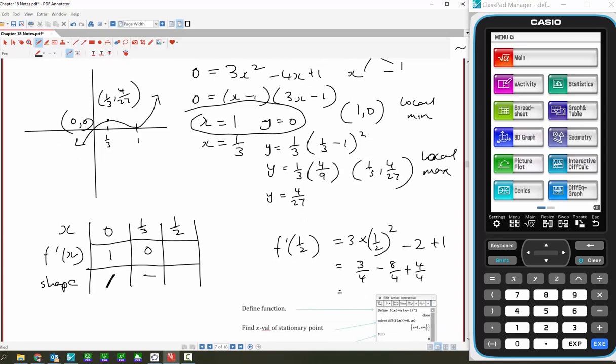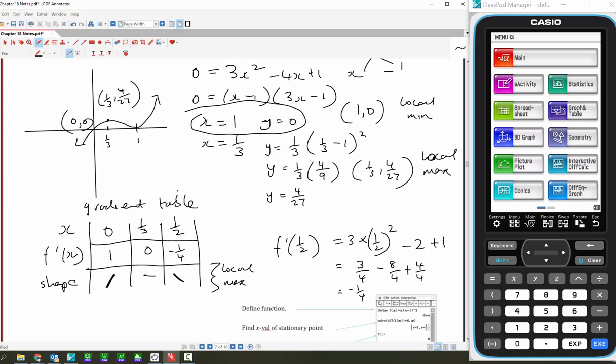Okay, so that is going to be 3/4, take away 8/4 is -5/4, plus 4/4 is -1/4. That's -1/4, and that's a negative gradient, so we draw this shape here. What we can clearly see is the shape goes up, so it's got a positive gradient, then 0 gradient, then negative gradient. That means we can tell from that that we've got a local max. Okay, local maximum right there. So that's what we call a gradient table.